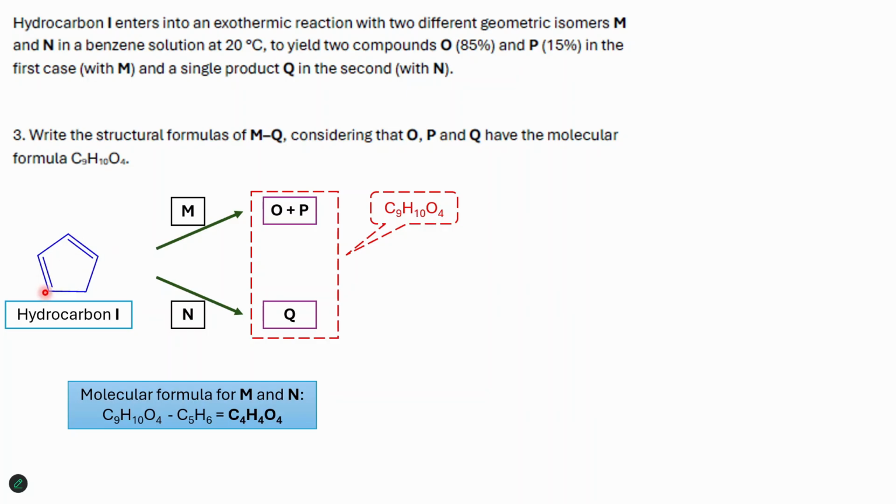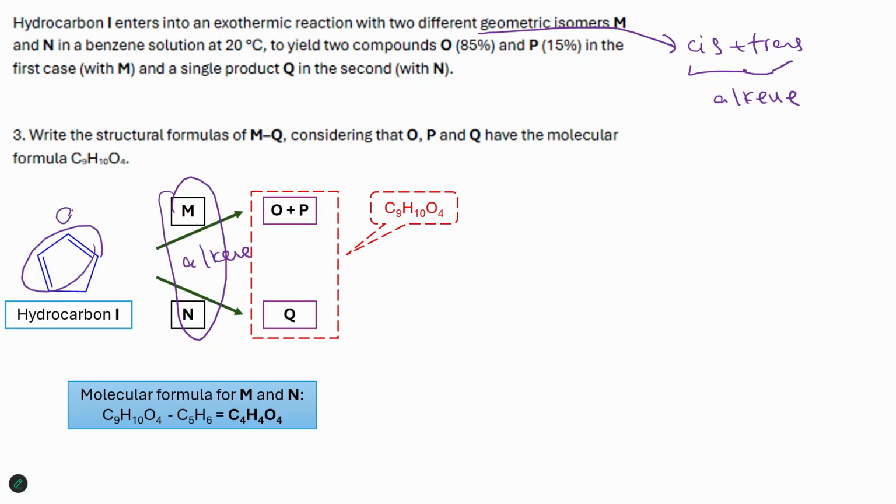It's just the diene. And M and N are geometric isomers. So what are geometric isomers? It's actually cis and trans, right? Usually that's the most common example of geometric isomerism, cis plus trans. So what does it mean? When do we have cis and trans? We only have that in alkene. So M and N are alkene, and this one is diene.